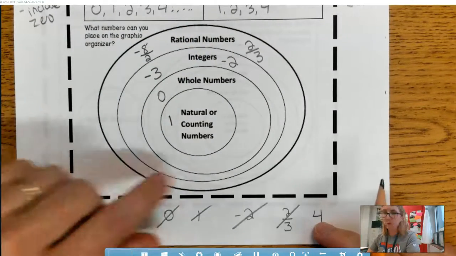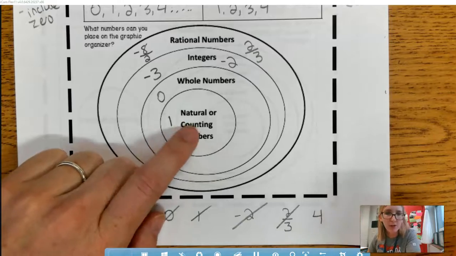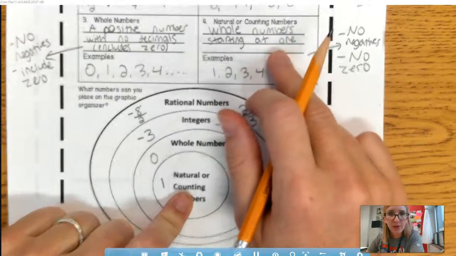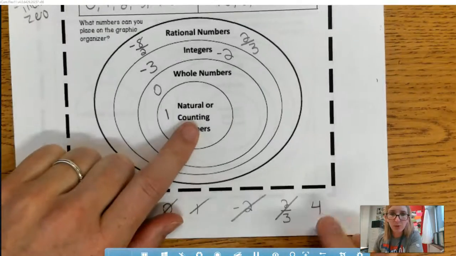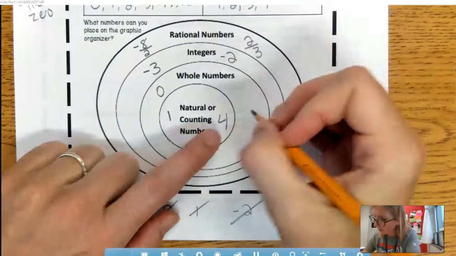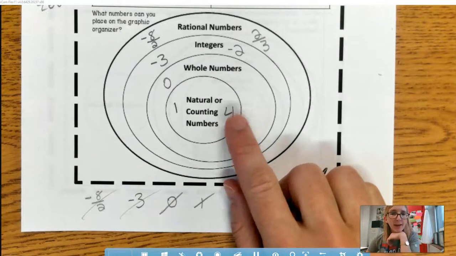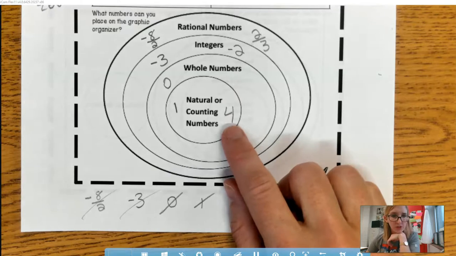All right, let's try 4. Is 4 a natural number? Yep, it looks like it is. It's whole numbers, counting numbers that start at 1. So 4 falls into that category. So I'm going to put 4 right there. All right, so I want you to take a second and tell me what categories the number 4 falls into.